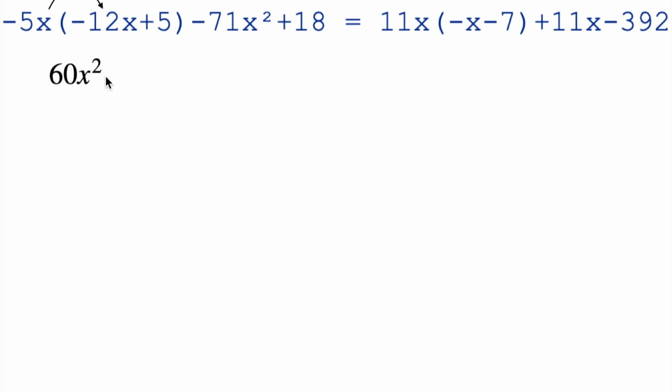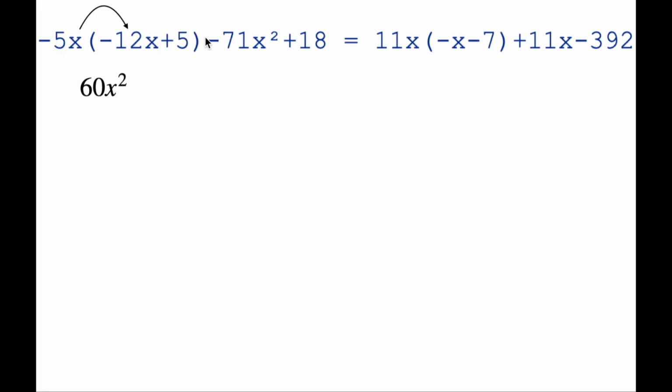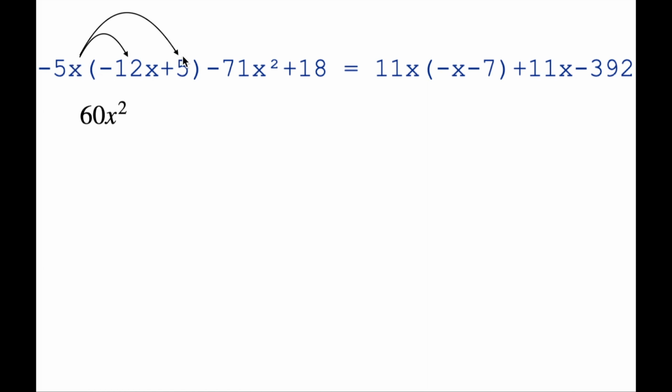We get 60x squared. Then the negative 5x multiplies the 5. Negative 5 times 5 is negative, a negative times positive is negative. 5 times 5 is 25, and then you have x, negative 25x. There's nothing I can do with this negative 71x squared plus 18, so I'm just going to add it on.